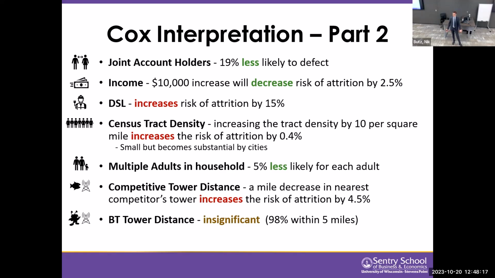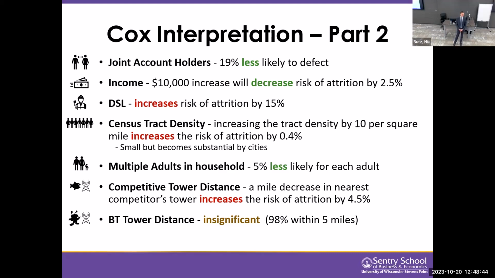So more affluent policyholders could afford to stay, or afford not to care what plan they had. DSL: increased risk. Again, that's kind of a competing source there. We talked about census tract density, which again increased risk. There were multiple adults in the household, a similar idea to being a joint account holder, but these are separate variables.